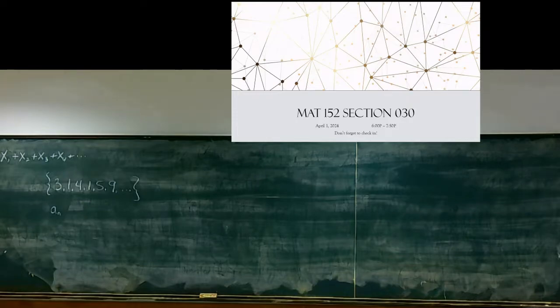What is that sequence? Pi. That's the sequence of the digits of pi. Pi is irrational, meaning there's no way to determine what the nth digit in pi is.